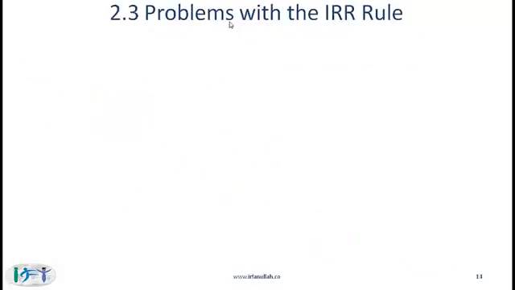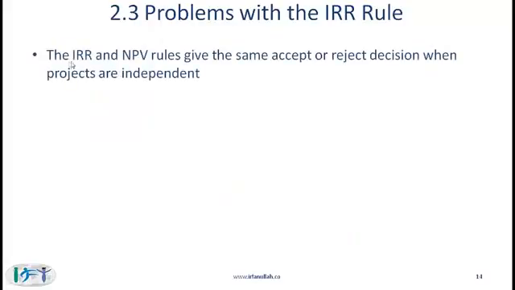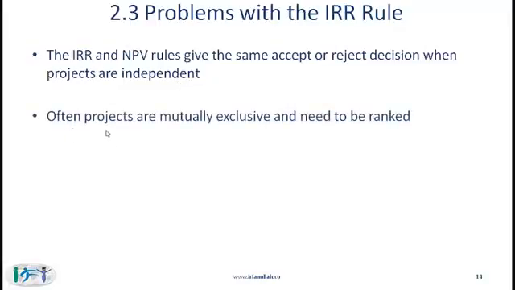Some problems with the IRR rule. The IRR and NPV rules give the same accept or reject decision when projects are independent. So no issues when projects are independent. But very often projects are mutually exclusive and need to be ranked. Most companies have a budget and obviously cannot execute all projects. Therefore, they need to select which projects to do. To select projects, they rank projects and then do projects that obviously rank well.